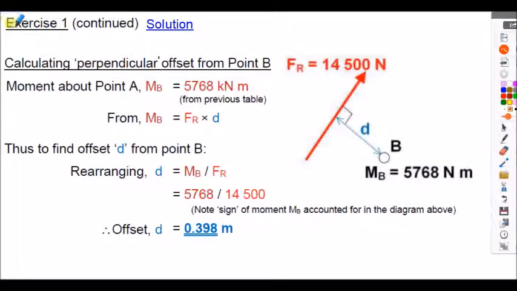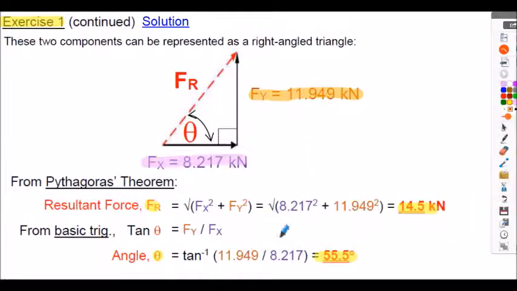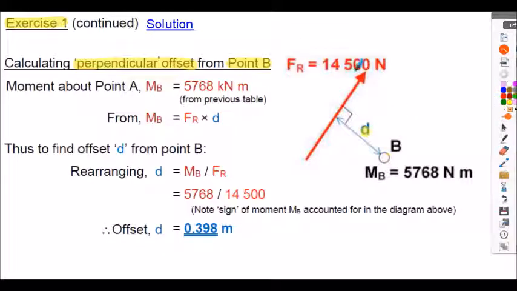Exercise 1, solution continued. We're now calculating the perpendicular offset from point B, trying to find the value of D, in other words, in this case. Again, notice from the previous slide the orientation of the resultant force. The 14.5 kilonewtons is in this sense on our diagram. And I put it this side of pivot point B because we have to generate a clockwise moment.